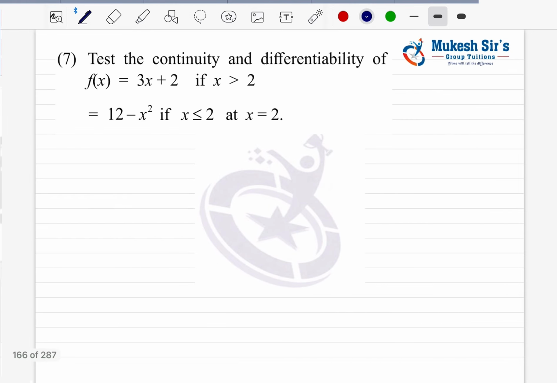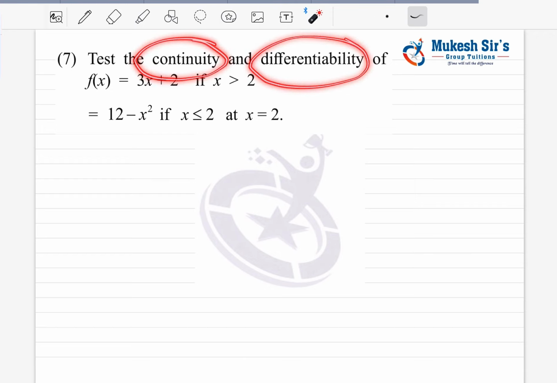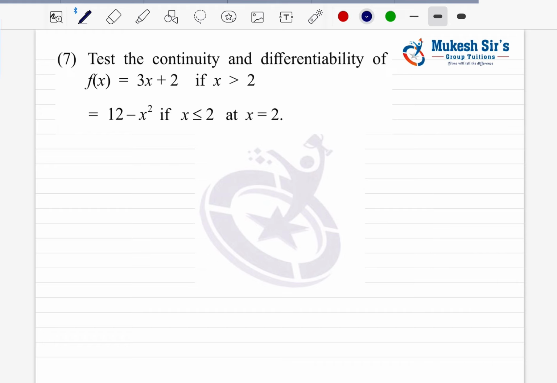Now let's solve one more question. Here it says test the continuity and differentiability, check both. Check continuity, and check differentiability. Okay? So first we will check continuity at x equal to 2. So first we check the continuity.